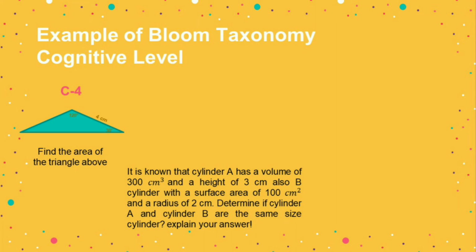Decisions are made after thorough analysis. To answer the question above, it is necessary to know whether cylinders A and B have the same radius and height. Therefore, it is necessary to find the radius of tube A and the height of tube B so that the two tubes can be compared in size. Because of that, the question falls into category C5. We go to the next question.